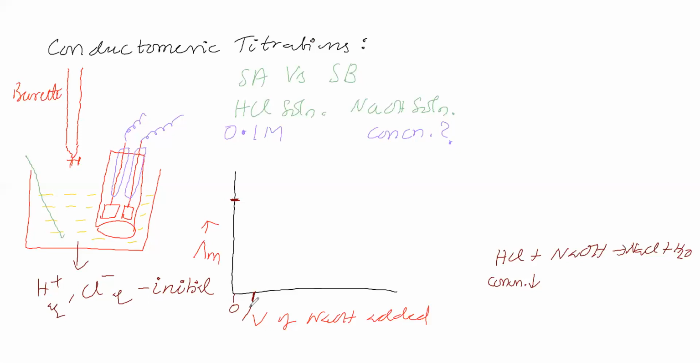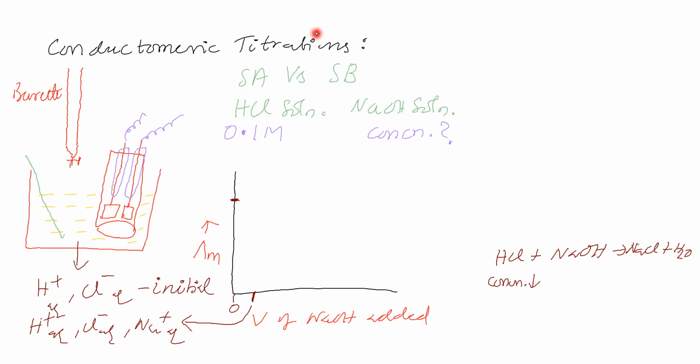Now at this point, after adding sodium hydroxide, H plus ions are there, Cl minus ions are there, and Na plus ions are there. Now which are carrying current? H plus is carrying current, Cl minus is carrying current, Na plus is carrying current. This total is called lambda m of the solution. Lambda m of the solution we have to see.